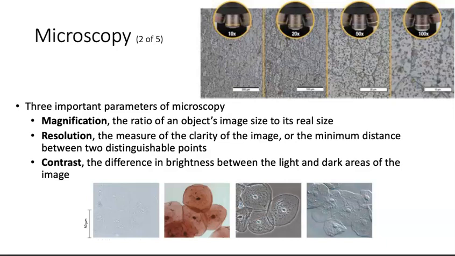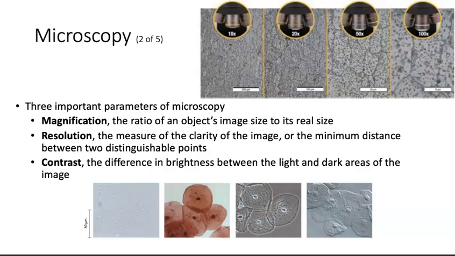The next big concept is resolution. Resolution measures how clear the image is. It also helps us understand the minimum distance between 2 distinguishable points. What we mean by that is that if 2 things are very, very close together, sometimes, especially in light microscopy, you can't tell that they're actually 2 different things. So that's what resolution is.